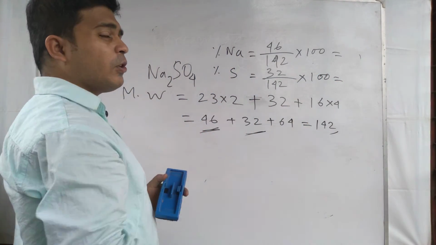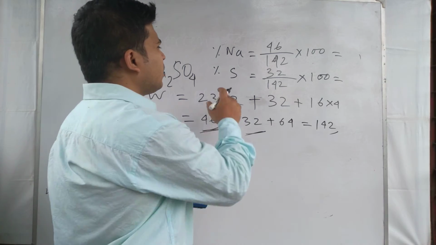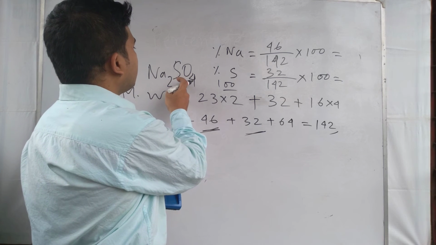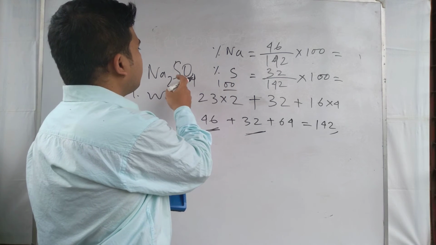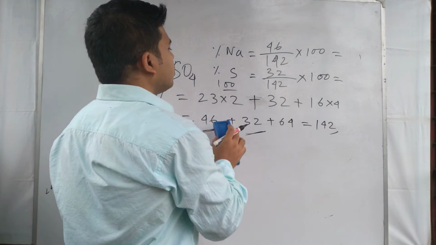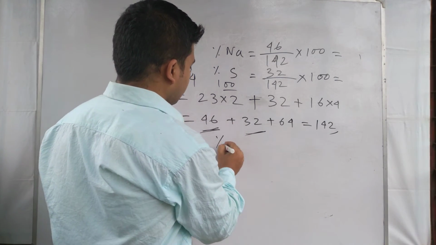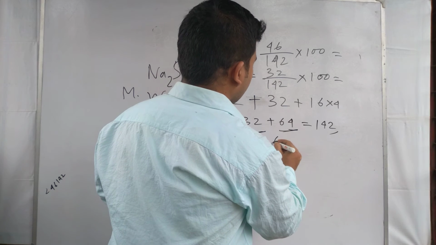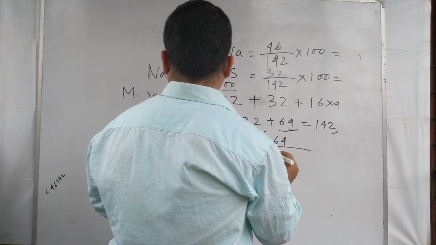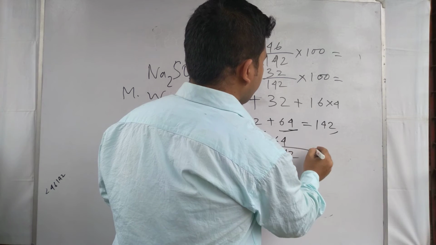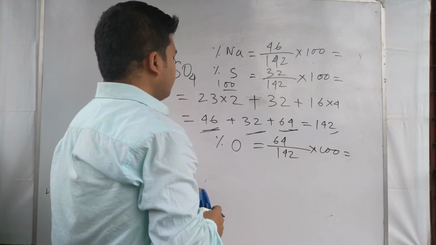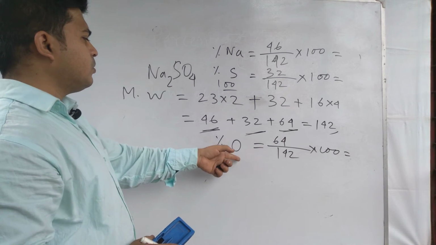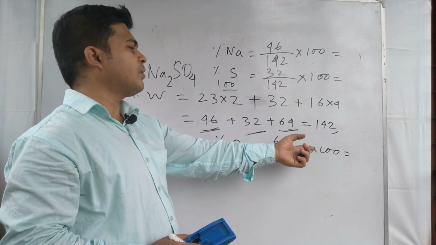In this way you can calculate the percentage of sulfur, and after calculating the percentages of sulfur and sodium, you can subtract them from 100, and the result will be the percentage of oxygen. Or you can calculate the percentage of oxygen directly. The amount of oxygen here is 64 gram, so 64 divided by the molecular weight 142 into 100.